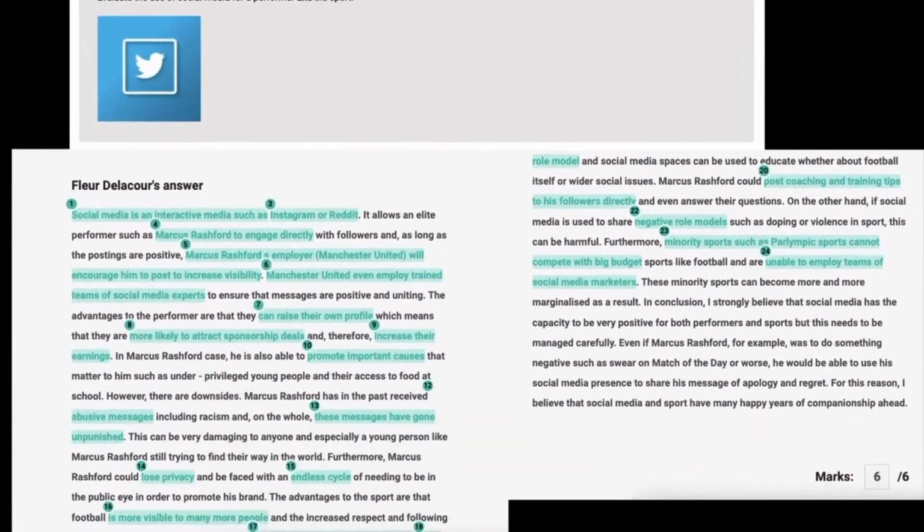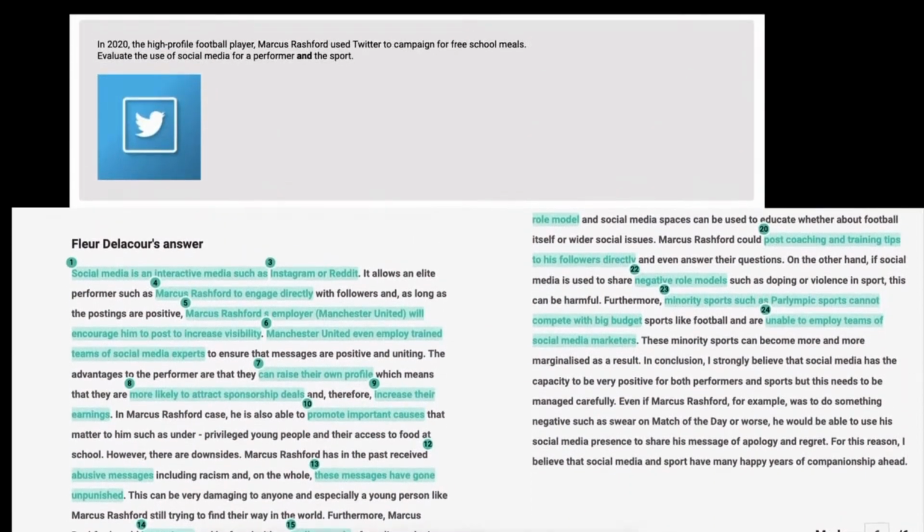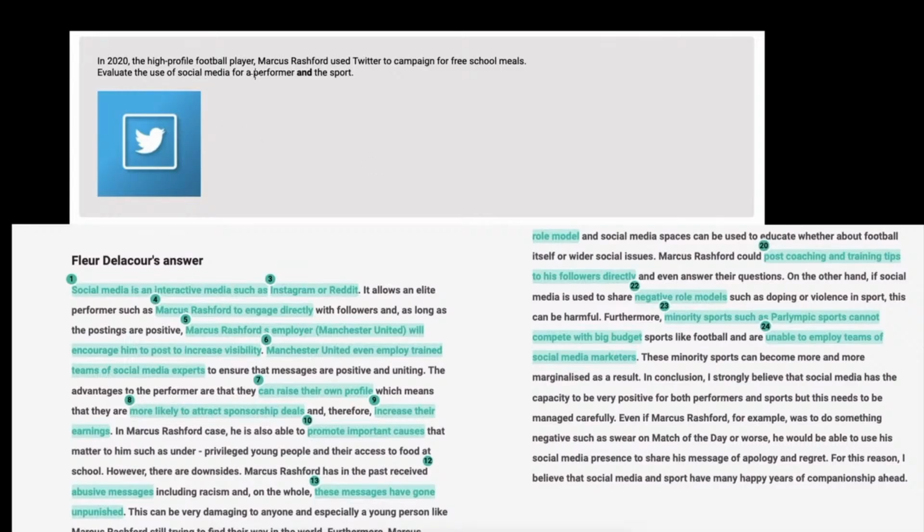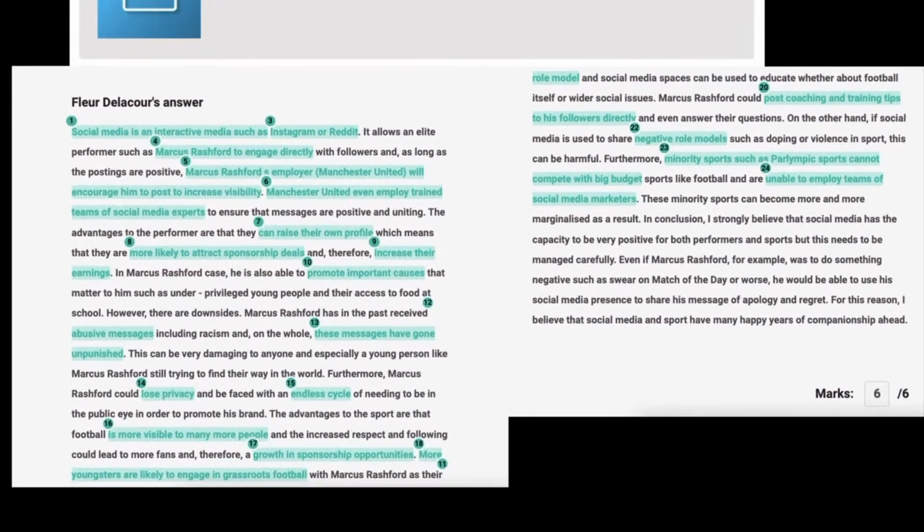This one's a really nice one. It's our 6th mark in this case. We've got the question here. In 2020, the high-profile footballer Rashford used Twitter to campaign for free school meals. Evaluate the use of social media on the performer and the sport. So we've got to evaluate, so we've got to give positives and negatives, but we must do it specifically to social media, and we must talk about the performer and the sport. So I'm going to go through this reasonably quickly because of time pressure.